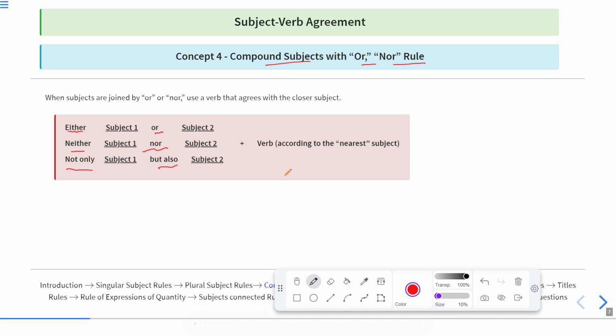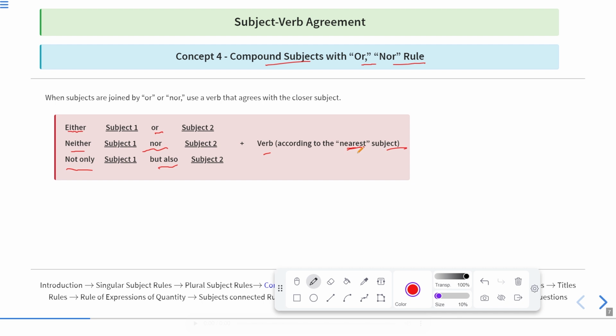Now with either...or, with "either" we write subject 1, with "or" we write subject 2. With "neither" we add subject 1 and with "nor" we add subject 2. Not only subject 1 but also subject 2. Okay, so whenever we use either...or, neither...nor and not only...but also, we add subject 1 and subject 2 with them. According to that we add the verb according to the nearest subject. Now, whenever we have these three conditions, after these words we add subject 1 and subject 2.